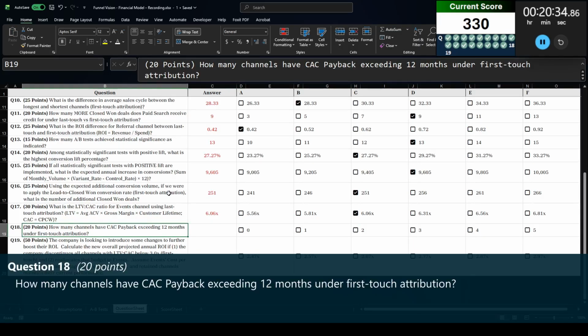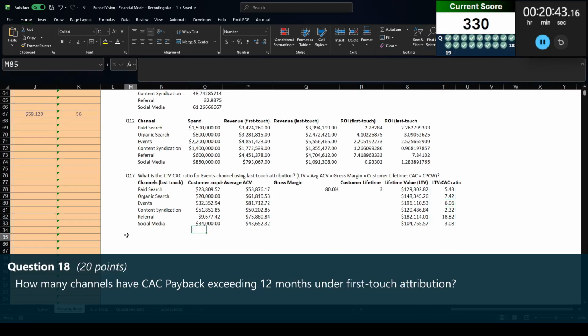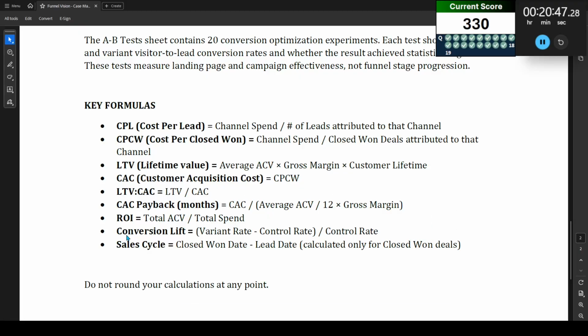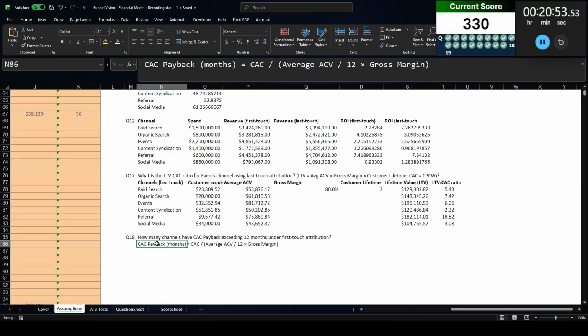Question 18. How many channels have CAC payback exceeding 12 months under first touch attribution? All right, so this one, if I go down here, we'll do that for question 18. I'll just lay it out there. And then let me go to the instructions to get the formula for CAC payback, which is listed right there. Let me copy that and put that in here. Now, we are looking under first touch. That was last touch attribution. So we need to look at first touch attribution now.